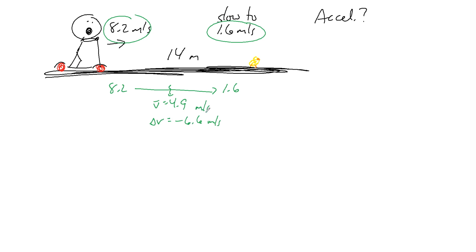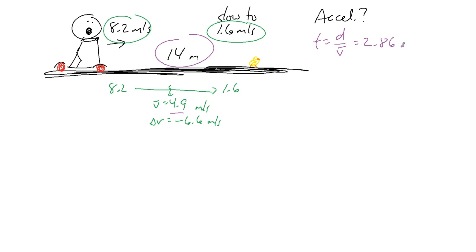Okay, so there's my V's. So let's see what I can find out here. Well, I haven't used my distance yet. Well, with distance and average V, I can find time. So let's see what I can do with that. So time would be distance divided by the average V. So I've got the 14. I'm going to divide that by the 4.9. And it looks like around 2.86 seconds. Okay, so now I got time.